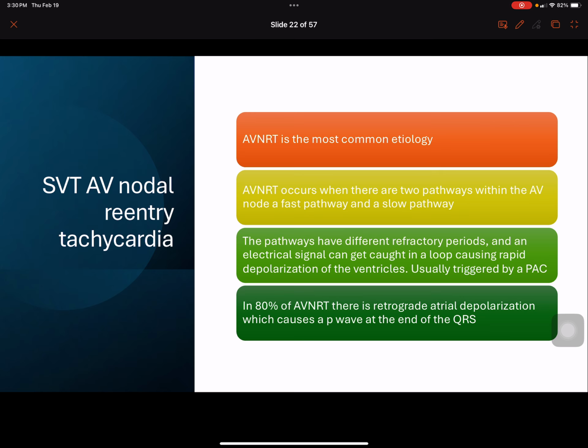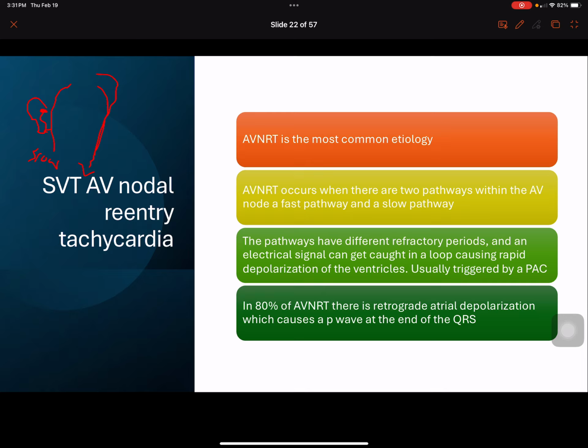Okay. AV nodal reentry tachycardia is the most common cause of what we refer to as SVT. It happens because there are two pathways in the AV node, one called a fast pathway and one called a slow pathway. Basically, it's like two lanes of traffic. I have a little car driving down one lane, and it takes a while to get down the slow pathway. Then I have a fast pathway that allows a signal without brakes, like a Ferrari race car traveling down here.